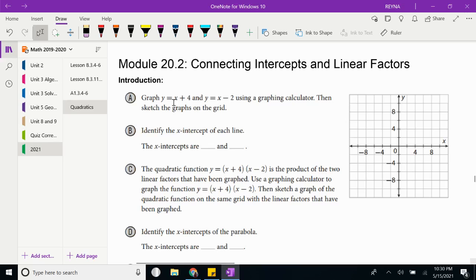Let's continue. Again, last year you guys learned about linear graphs. So you guys could probably easily graph this. y equals mx plus b. Y-intercept is 4. Slope of 1. Up 1 to the right 1. Up 1 to the right 1. Down 1 to the left 1, and so on. So we could draw this pretty easily.